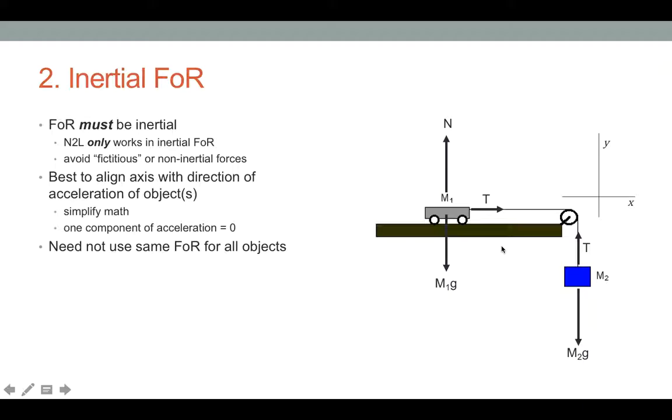Next, we need to pick our inertial frame of reference. Here, because the cart will be moving horizontally and the block will be moving vertically, it makes sense to make our axes horizontal and vertical. Notice all of our forces are either horizontal or vertical, so we don't need to worry about breaking any vectors into components. The cart will be accelerating only in the x direction, and the block will only be accelerating in the y direction. So that will basically simplify the math.